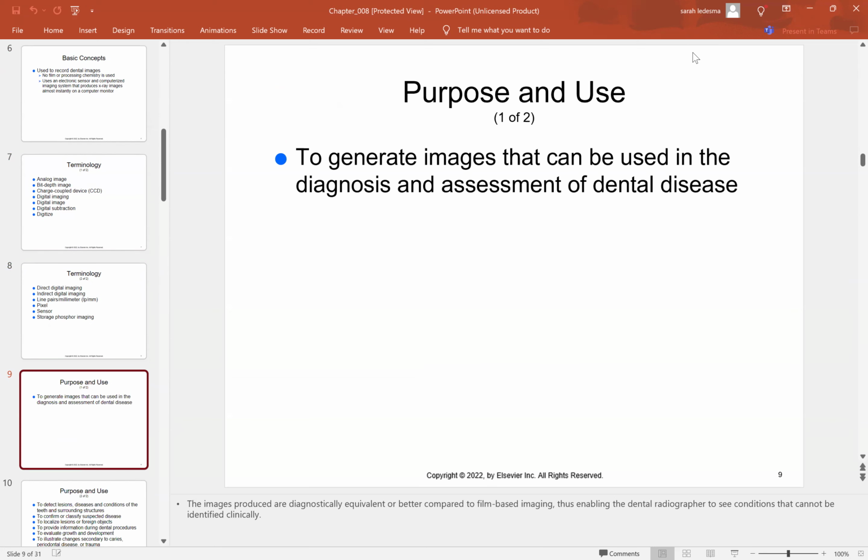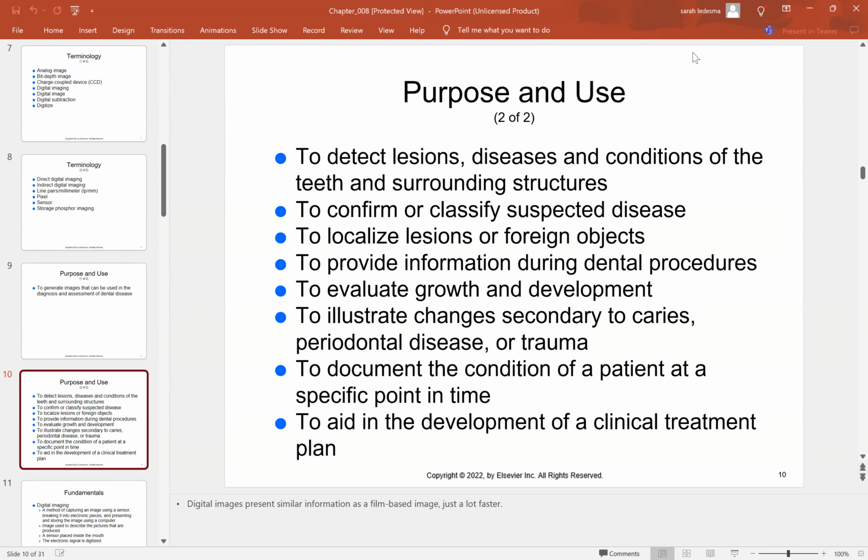Purpose and use: to generate images that can be used in diagnosis and assessment of dental disease, to detect lesions, diseases, and conditions of the teeth and surrounding structures, to confirm or classify suspected disease, to localize lesions or foreign objects, to provide information during dental procedures, to evaluate growth and development, to illustrate changes secondary to caries, periodontal disease, or trauma, to document the condition of a patient at a specific point in time, and to aid in the development of a clinical treatment plan.